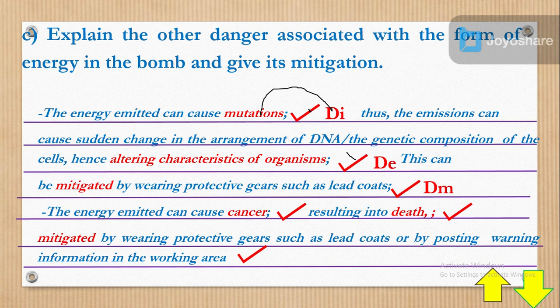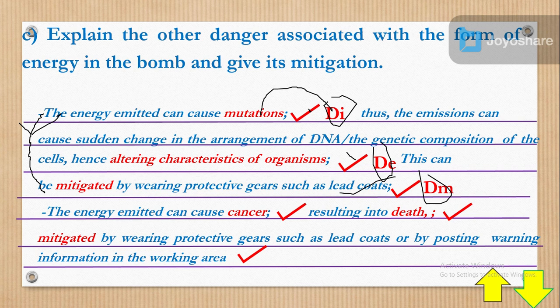So this can be mitigated, meaning solving a problem. How can it be stopped? By wearing protective gear such as lead coats. Lead coats don't allow radioactive substances or even nuclear energy to penetrate through them, and that can be a way to mitigate or to prevent the damage caused by the nuclear energy. So you see that you have the DI, DE, and DM, and this is just 1 point. It's built up by all those 3 things: danger identified, danger explained, danger mitigated.